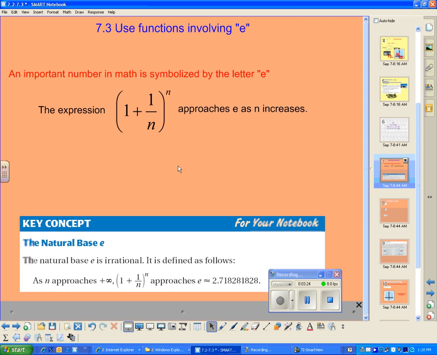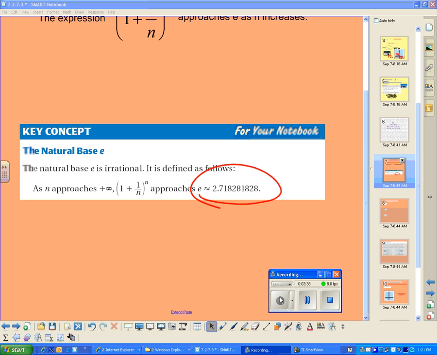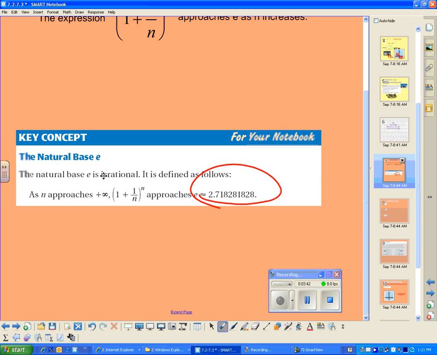Here is our book's definition. You don't need to write this whole thing down. What you need to write down is what your calculator is telling you, that that's the value for e. The other thing that's important to note here is that this is irrational. So I'm kind of glad that you said repeated, because it's not repeated. If it were repeated, it would be rational, meaning that it could be written as a fraction, and this one can't.